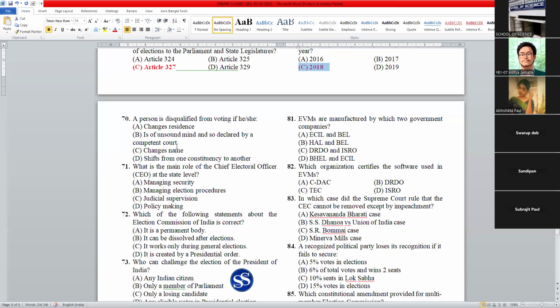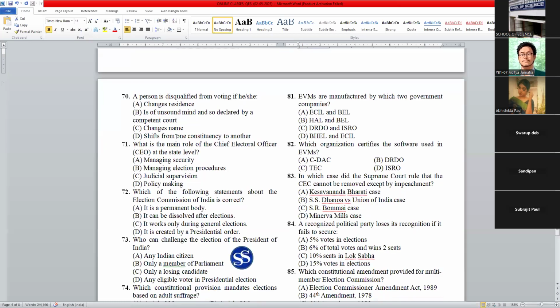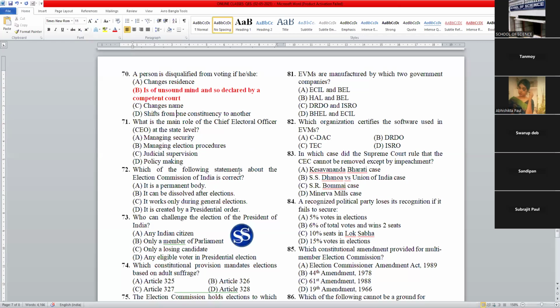Very important. Question number 70. A person is disqualified from voting if he or she... Option B, sir. Unsound mind. Yes, he is of unsound mind and so declared by a competent court. Okay, and this is stated in the Representation of the People Act 1950.